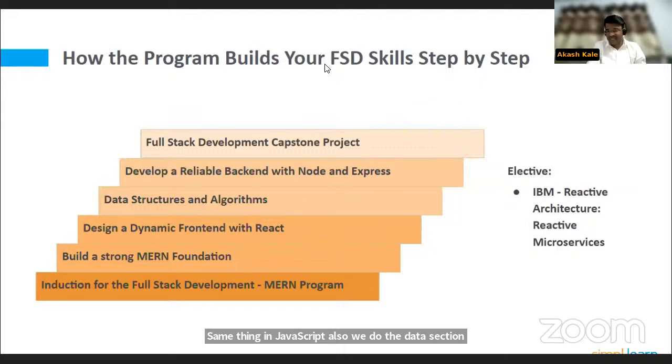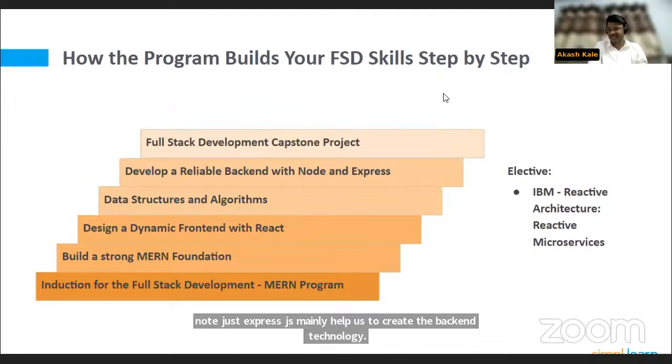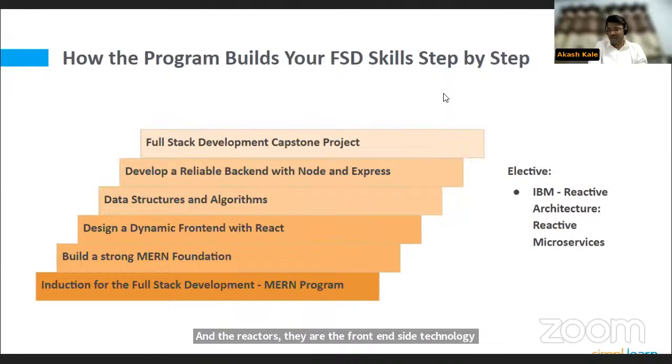And after the data structures, we will develop the backend technology. In the backend, mainly we use Express.js and Node.js. With the help of those modules, we will teach you how to connect the database, preferably MongoDB. In a MERN stack, MongoDB is preferable. Node.js and Express.js mainly help us create the backend technology, and React helps to develop the front-end side technology. And we will teach you how to interact between these two technologies with the help of RESTful web service. We'll cover how to connect.